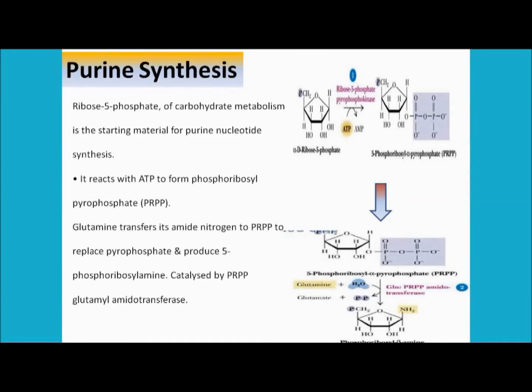Then afterwards, once the PRPP has formed, the next step is the transfer. Here what will happen, the glutamine will transfer its amine nitrogen to the PRPP to replace the pyrophosphate and produce 5-phosphoribosylamine. So here you are getting the phosphoribosylamine, right? And this reaction is catalyzed by the PRPP glutamine aminotransferase. So this is the first step. This reaction is a committed reaction. You should know that this is a committed reaction because once it starts it is going to get to the end, right?